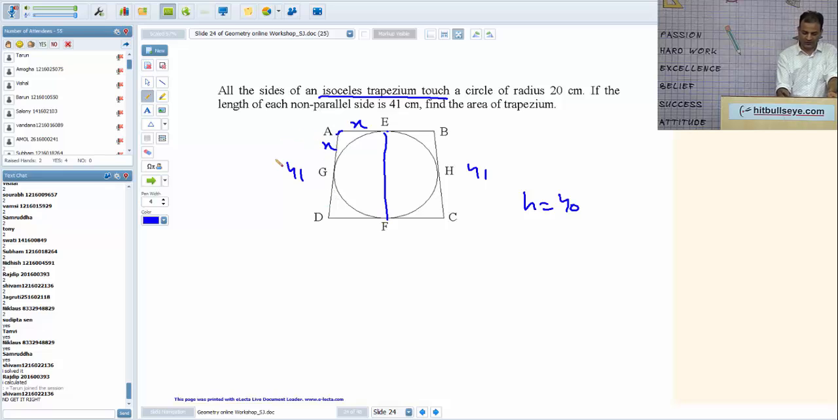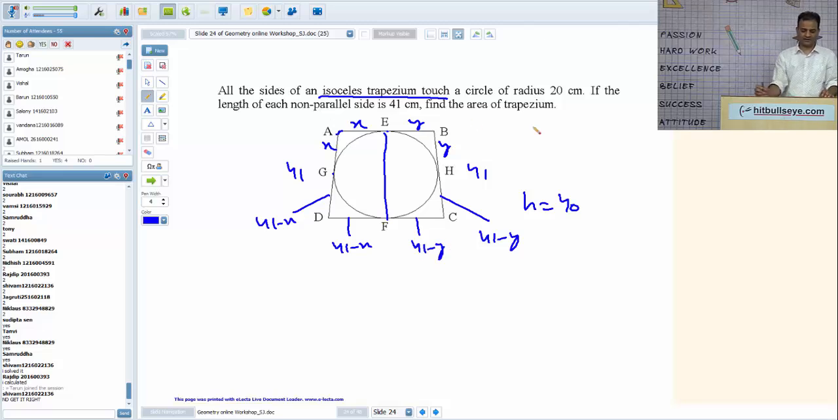GD: this total will be 41, so GD will be 41 minus x. So DF will also be 41 minus x, because again these are tangents from the external point. Take this as y. So this will also be y. Same application, so this will be 41 minus y. This will be 41 minus y.